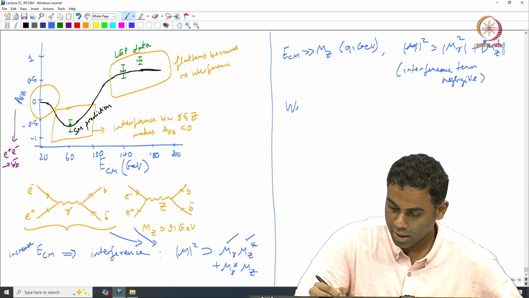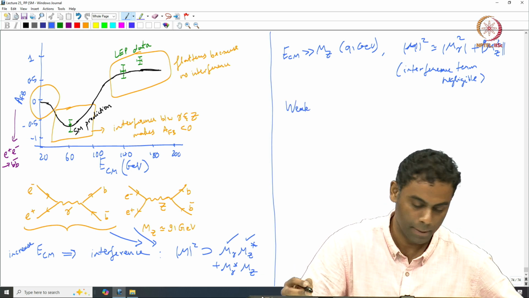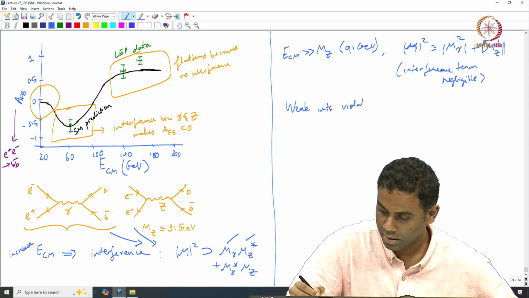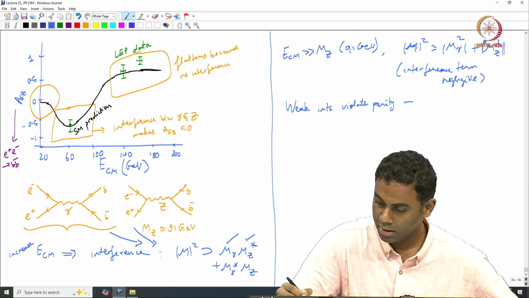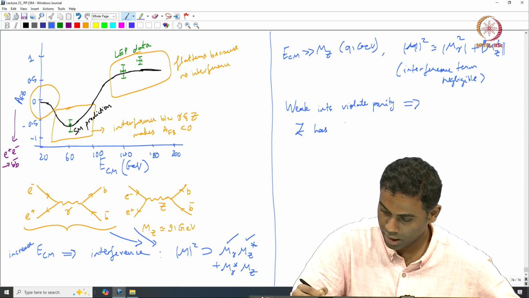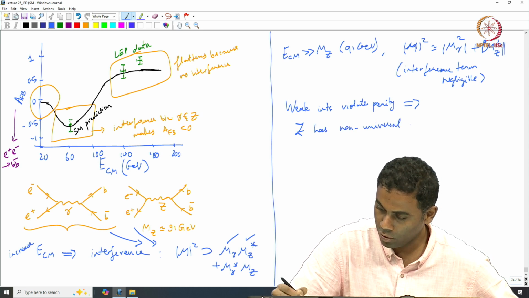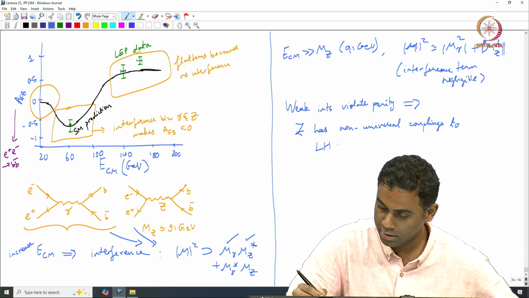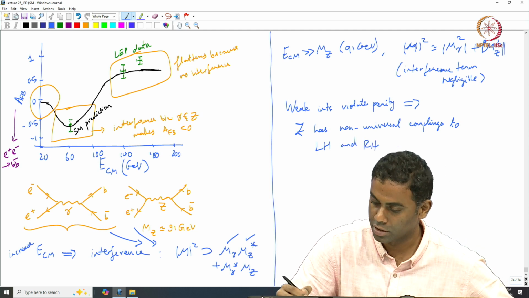So since the weak interactions violate parity, that implies the Z has non-universal couplings to left-handed and right-handed fermion states.